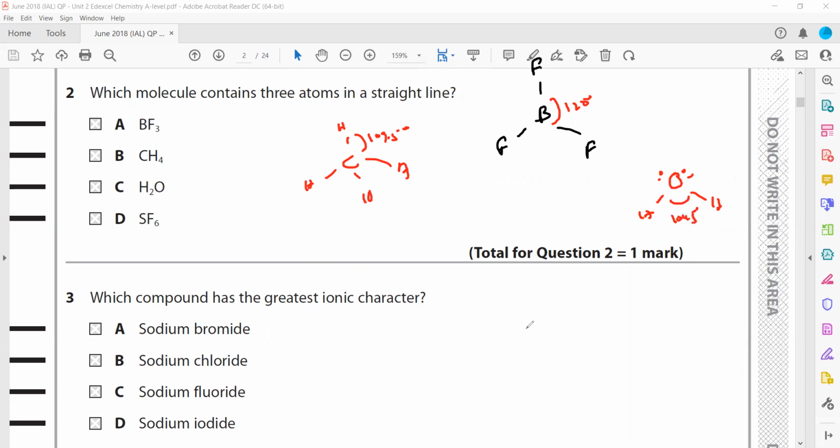And SF6, sulfur hexafluoride. When we draw each, the bond angle is 90. If this bond angle is 90, this will be 90 and this is also 90. You can see the 3 atoms are in line. So D is the right answer. Is this question clear?